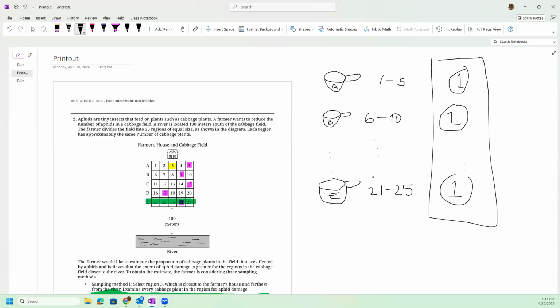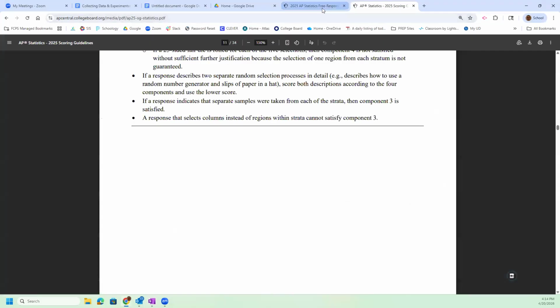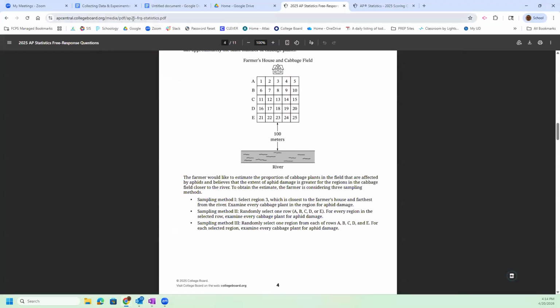I'm going to tell you the big hat method will work. Oftentimes, other methods add extra extraneous things that you need to consider. What I really want you to understand is you need to be aware of all the little nitty-gritty things you have to keep track of. What I want to show you is an example, and I graded this paper. I graded this question. So what I want to show you is this.